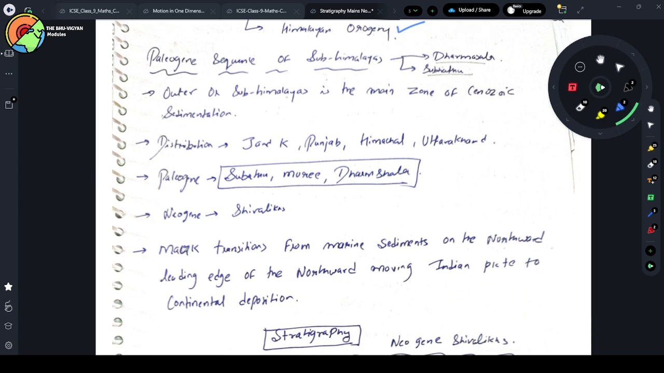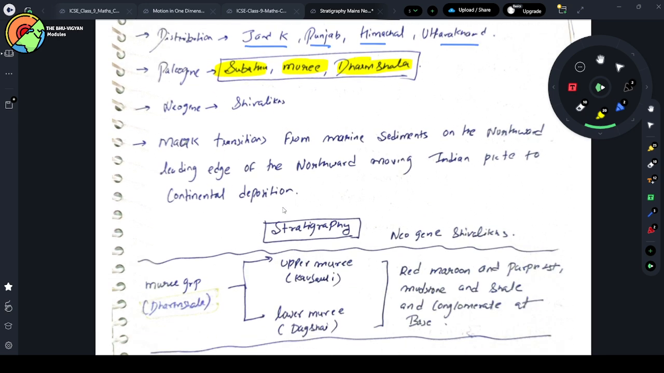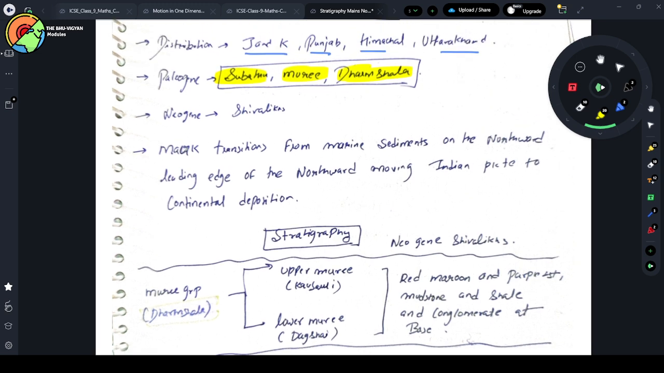Now, if we see the Paleogene sequence of the sub-Himalayas, it is divided into two groups, Subathu and Dharamshala. The outer or sub-Himalaya is the main zone of Cenozoic sedimentation, with distribution in Jammu and Kashmir, Punjab, Himachal Pradesh, and Uttarakhand. In Paleogene, we have the Subathu group, Murree group, and Dharamshala group. In Neogene, we have the Shivaliks. So this marked the transition from marine sedimentation on the northward leading edge of the northward moving Indian plate to continental deposition.